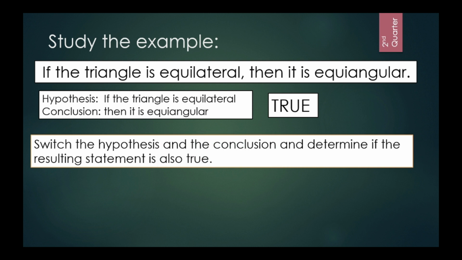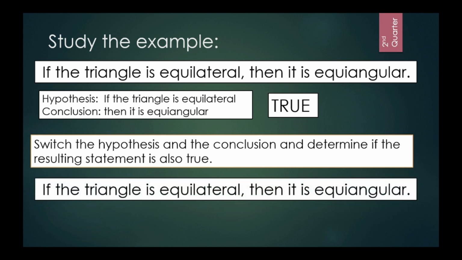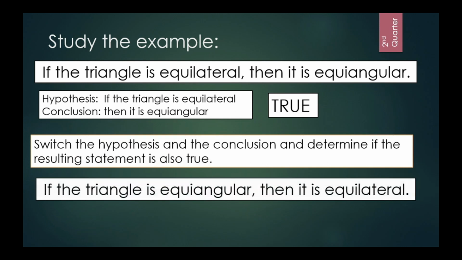Now, let us switch the hypothesis and the conclusion. Pagpalitin daw natin ang pwesto, yung hypothesis at saka yung conclusion, and determine if the resulting statement is also true. So this is our original conditional statement: if the triangle is equilateral, then it is equiangular. What we are going to do is switch the hypothesis and conclusion. So the result will be: if the triangle is equiangular, then it is equilateral.